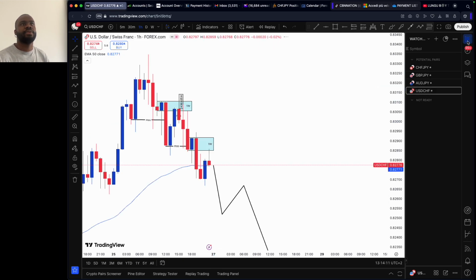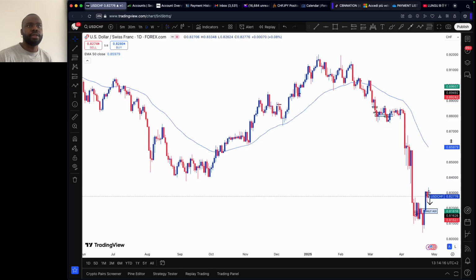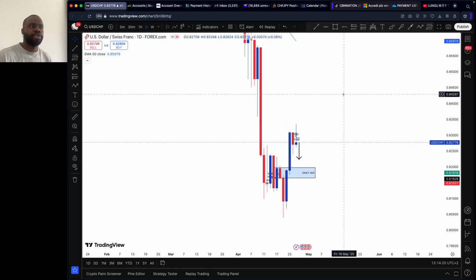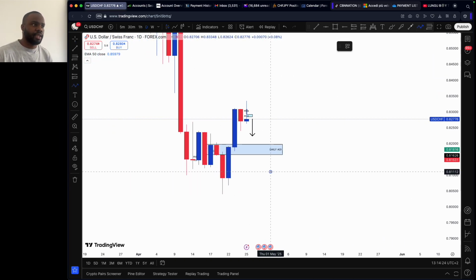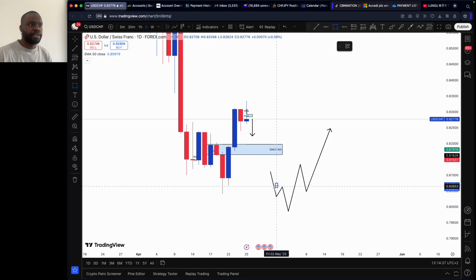So the last pair for the week is going to be CHJPY. On the daily, you can see the daily just shifted structure down here. This is the kind of price action I'm seeing here. So it is expected for price to come and retest here before moving to the upside again on the daily, which will look just like this.